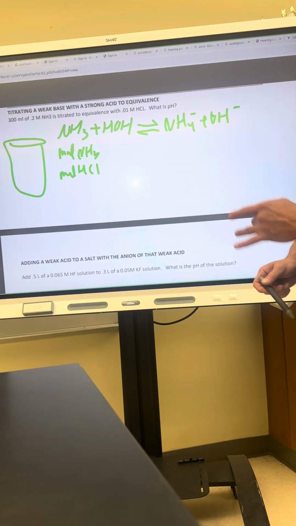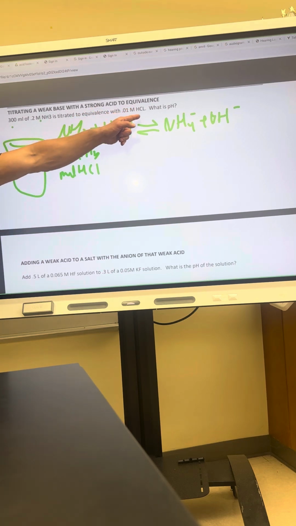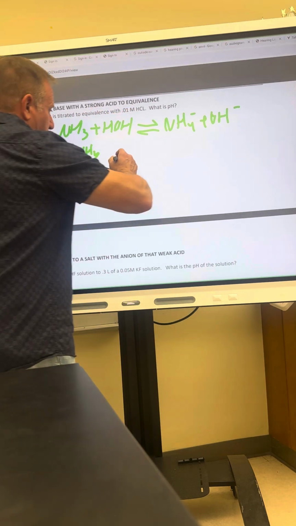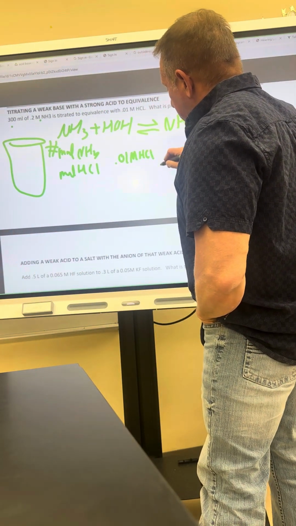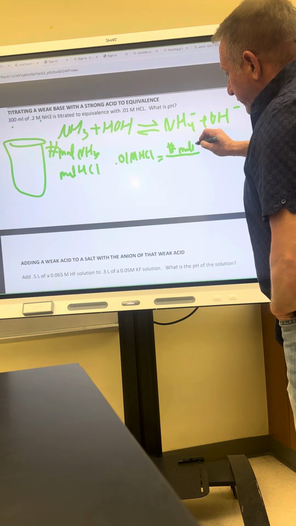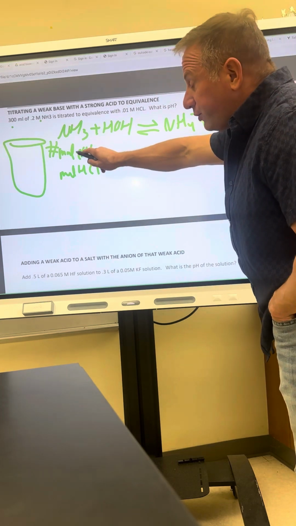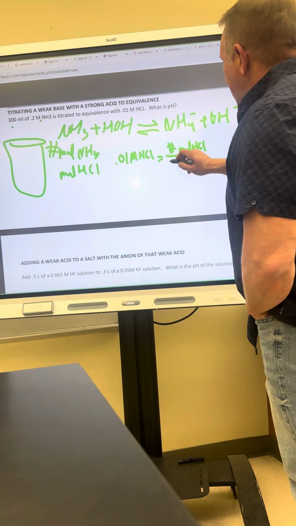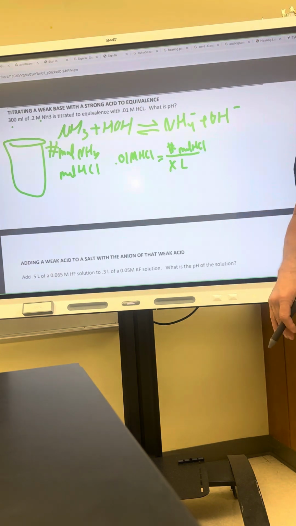And so what's going to happen now is I have my molarity and my volume. I now know my moles of NH3. I have my molarity of my HCl, and here's another way to look at it. I've got 0.01 molar HCl. I know how many moles of HCl I need to add. How do I know how many? Because it's the moles of NH3 I started with. And now I can find X liters of HCl I need to add to get them all in there.